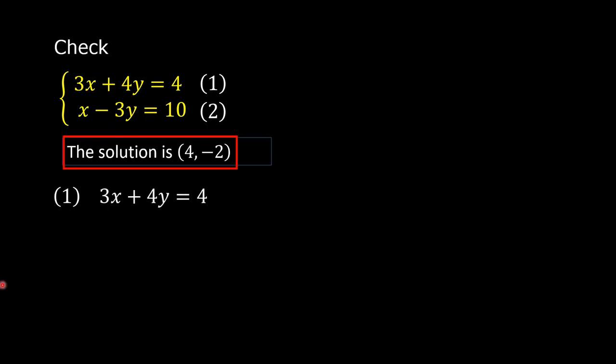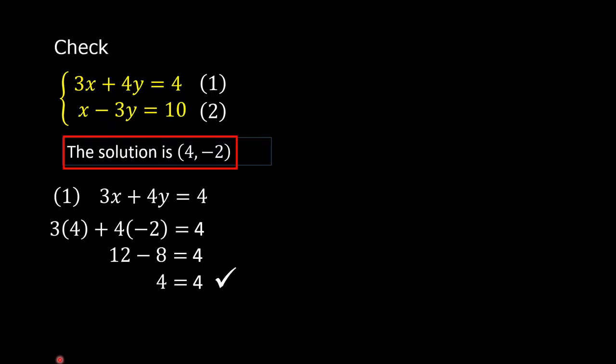Let us start from equation 1. Equation 1 is 3x plus 4y is equal to 4. We substitute 4 for x and negative 2 for y. So we have now 3 times 4 plus 4 times negative 2 is equal to 4. This is now equal to 12 minus 8 is equal to 4. 12 minus 8 is equal to 4. So 4 is equal to 4. This is a true numerical statement.